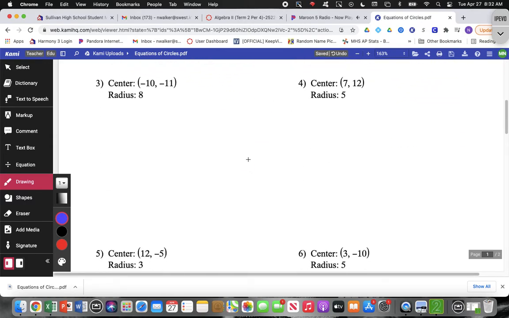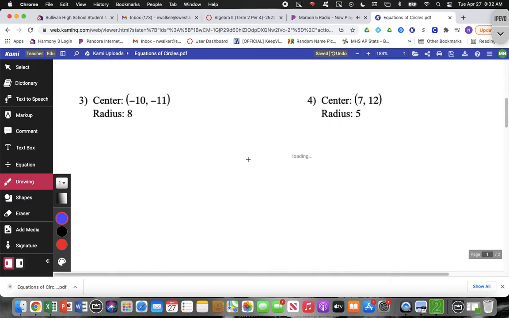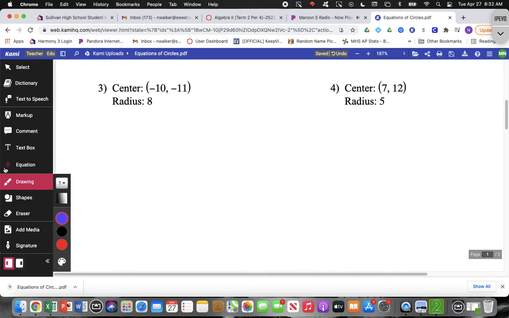All right, so let's take a look at number 3 and 4. This time we actually have values for the center. So always remember whatever the sign is for the coordinates, it will be the opposite in the equation. So which number affects x? The negative 10 or the negative 11? This one is the x coordinate and that one's the y coordinate, correct? So when I see a negative 10 for my center, what am I going to put in the equation? A positive 10. And then don't forget to square it.